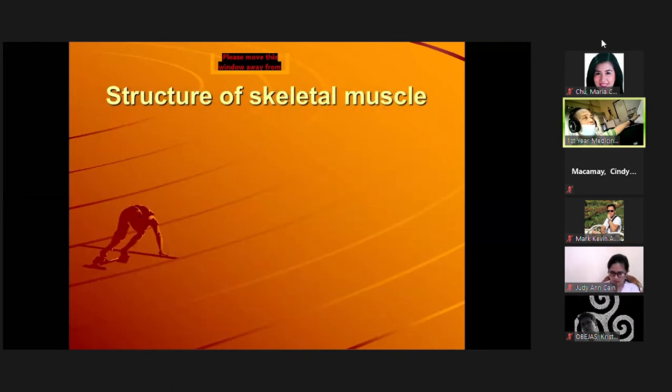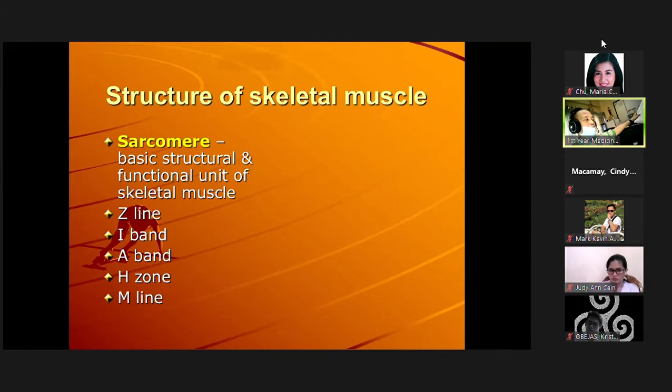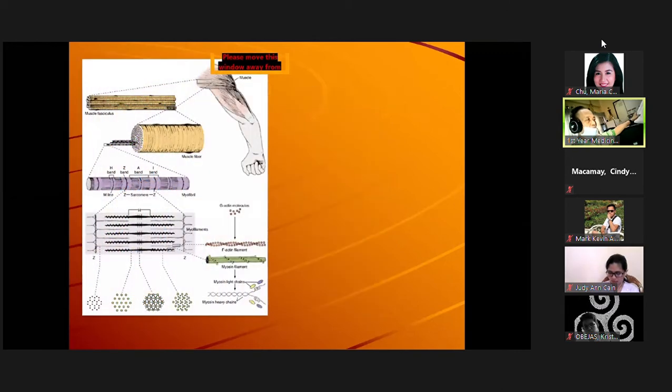Structure of the skeletal muscle. The sarcomere is the basic structural and functional unit of skeletal muscle. You have your Z line, your I band, A band, your H zone and the M line. Please review your physiology lecture on this. So you have your H, Z, A, I, and all.